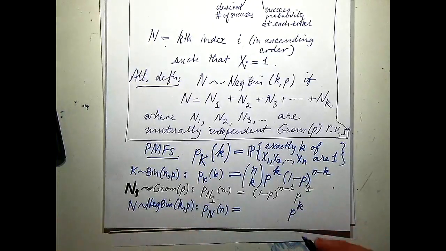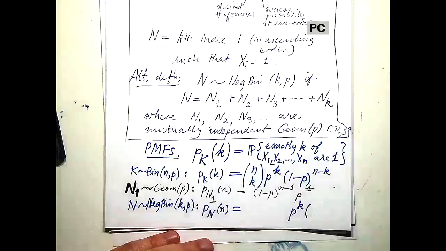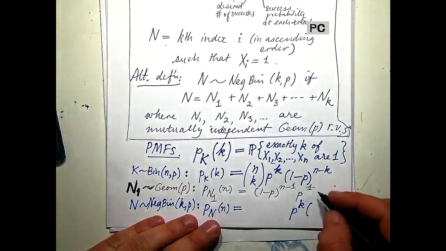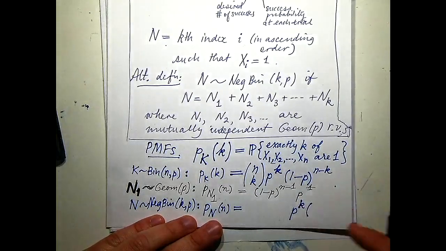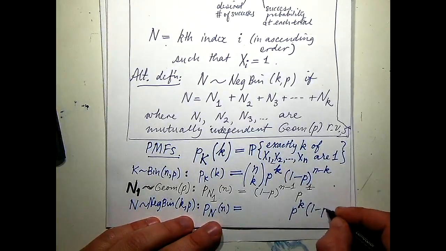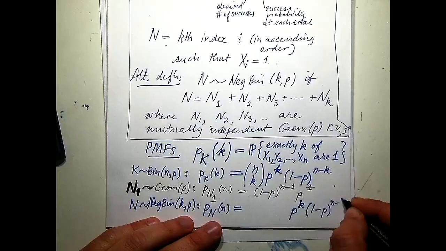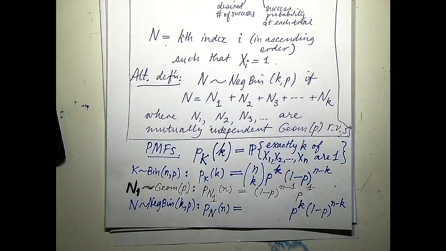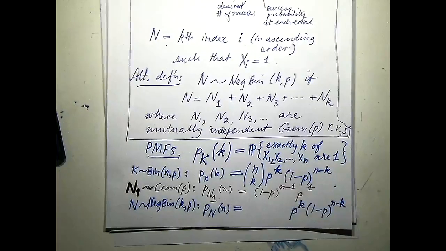Because I'm waiting till k successes, there have to be n minus k failures. Because after all, n is the total number of trials after you get to the kth success. So this bit looks very familiar.